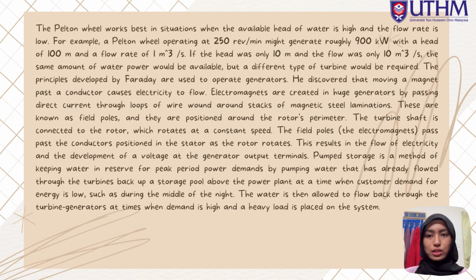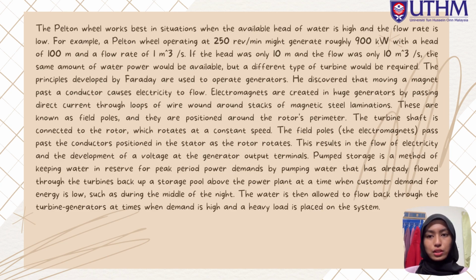The turbine shaft is connected to the rotor, which rotates at a constant speed. The field poles, the electromagnets, pass the conductor's position in the stator as the rotor rotates. This results in the flow of electricity and the development of a voltage at the generator output terminals.